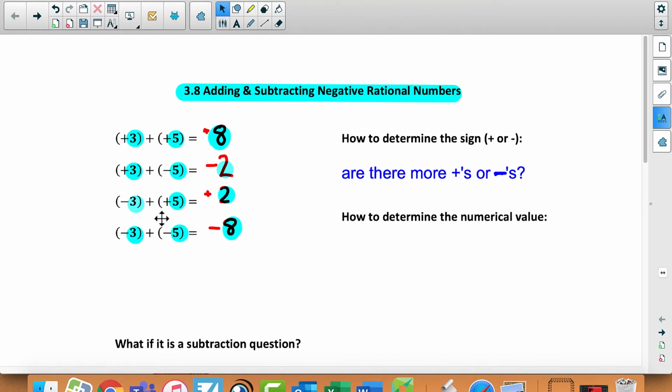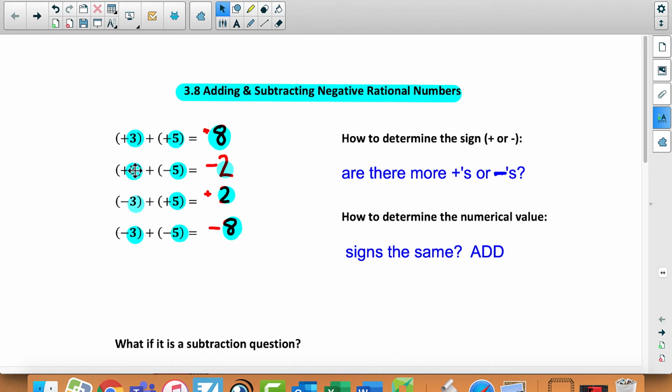So how do you know whether to add or whether to subtract? Well, look, for the ones that added, you had a positive 3 and a positive 5, and we added them together to get 8. And this one, we had a negative 3 and a negative 5, and we added them together to get 8. So if the signs are the same, plus plus or minus minus, we add the numerical values together. It's kind of like they're working together because they're the same sign to make it even bigger. You have two positives working together to get more positives. You have two negatives working together to get more negatives.